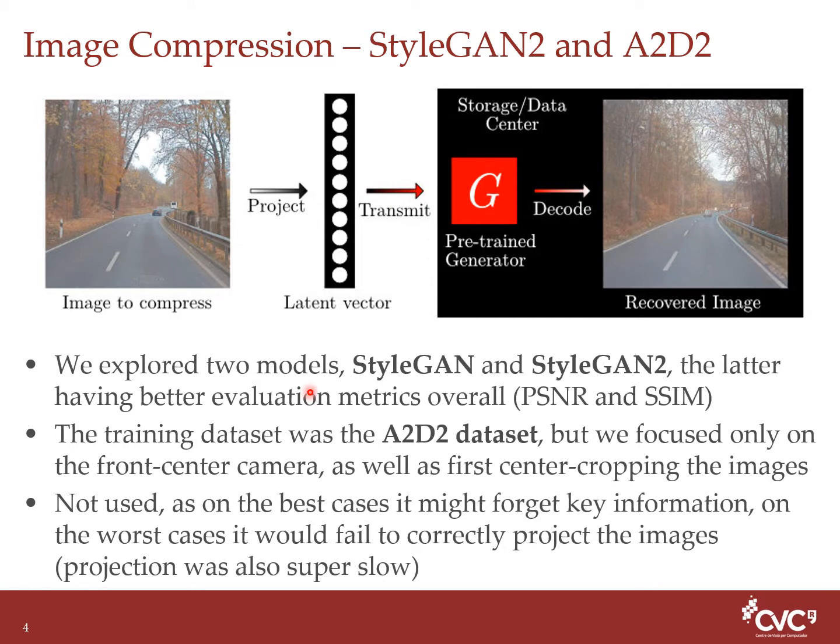So this is the overview of the image compression model, where we have an image, we project it to the latent space, then we transmit this latent vector, and we can just store it along with the generator, and we can recreate the image. But if you see, there are issues with this, it's not recreated perfectly. It might delete some objects which are important for the car. At the end of the day, it both took too long to project, as well as it might remove some objects that are important for the car. So it was too dangerous, so we didn't continue with it.